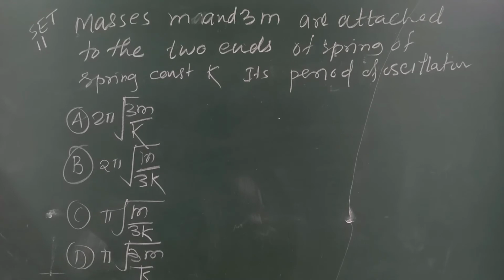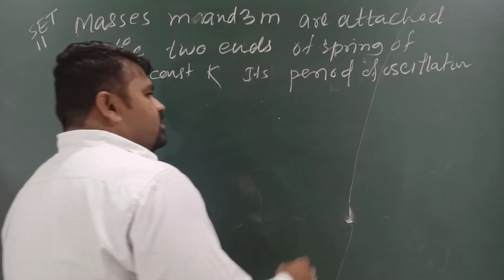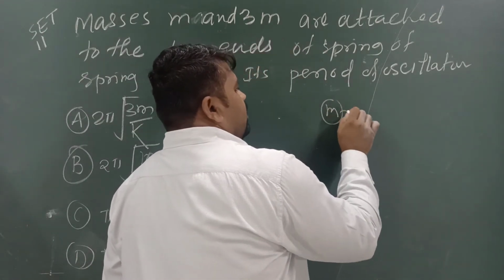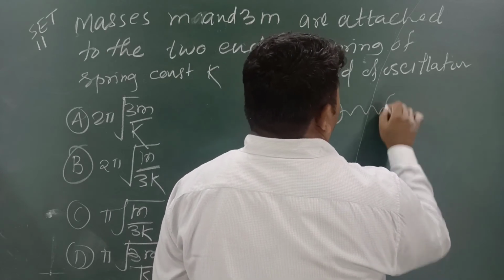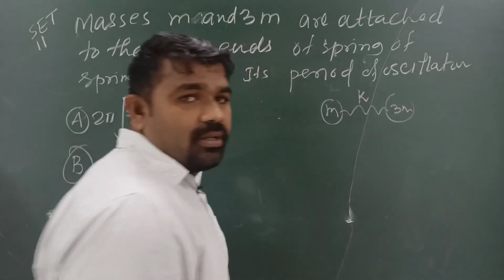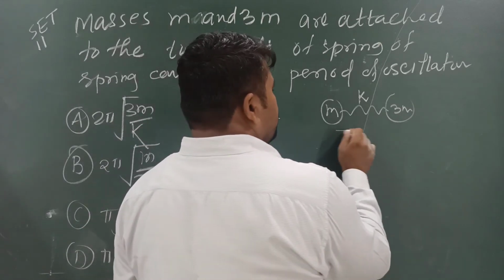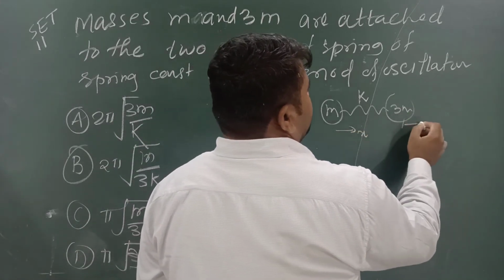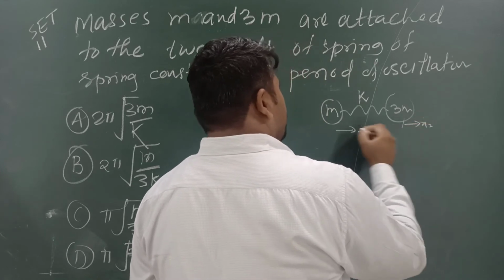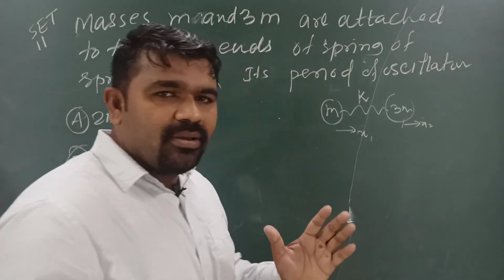Next question. Masses M and 3M, 2011 question. Masses M and 3M are attached to the two ends of a spring of constant K. Its period of oscillation. Okay. Now here we consider the two masses. This will be M, and the second mass is 3M. Okay. Having the spring constant K. Now this particle is moving with velocity x1 dot. This particle is moving with velocity x2 dot. Because here both masses are different, velocities are also different.